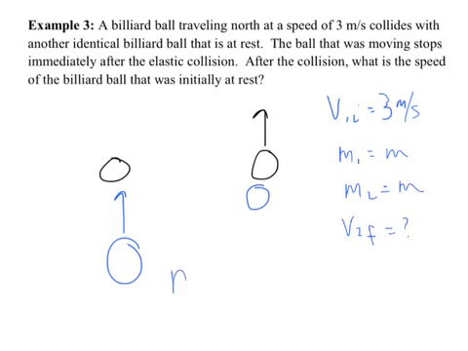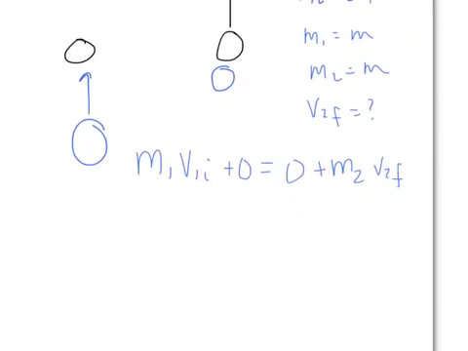So this makes our equation easy. It becomes M1 V1I plus 0 equals 0 plus M2 V2F. These zeros are here because the first ball stops afterward, but the second ball wasn't moving initially. Now we remember that the m's are the same, so this becomes m v1i equals m v2f.